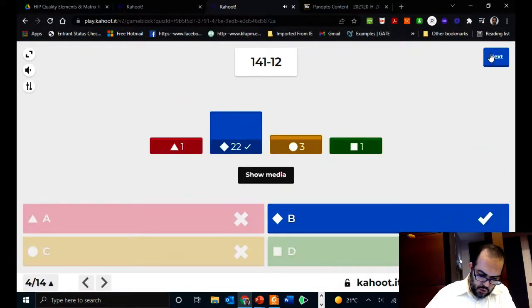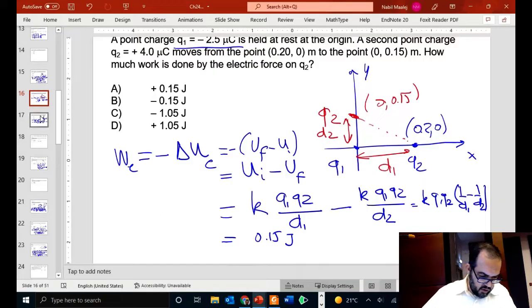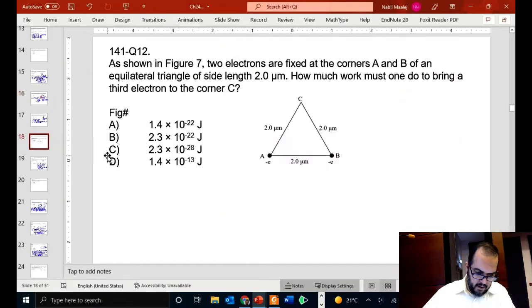Excellent. 22 correct answers and 4 incorrect answers. So we're getting close to perfection here. Okay, so let's go to this problem. All right, so this is the problem.